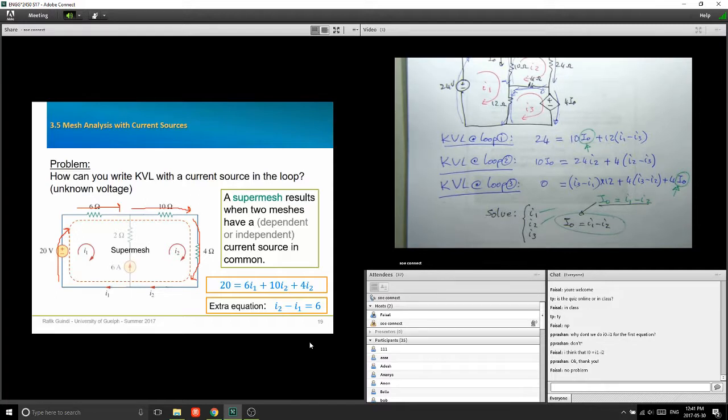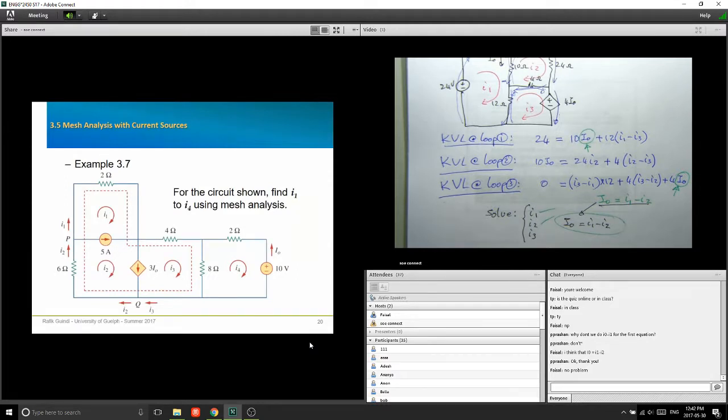Because look at the direction of your current source. Your current source is 6 amps flowing from the bottom to the top. Okay? So it's in the direction of flow of I2 and it's against I1. So it's I2 minus I1. That's equal to 6 amps. If your current source was flowing downwards, then it would be in the direction of I1 minus I2. Okay? So that's the equation that you have. I2 minus I1 equals 6. Now you have two equations and two unknowns. You can solve that.